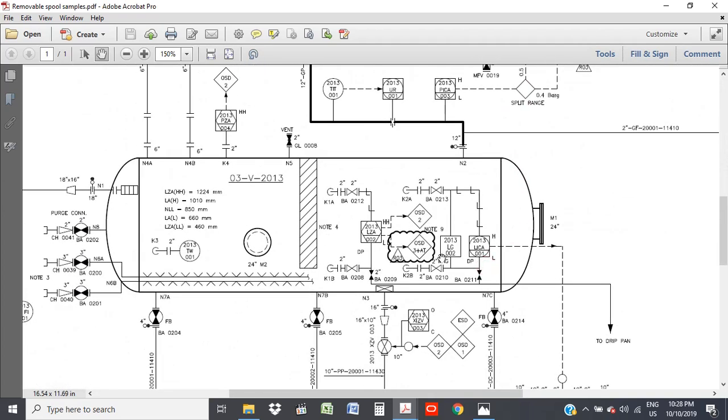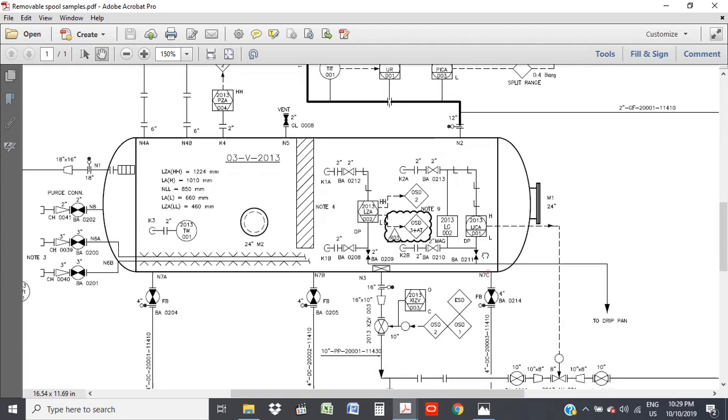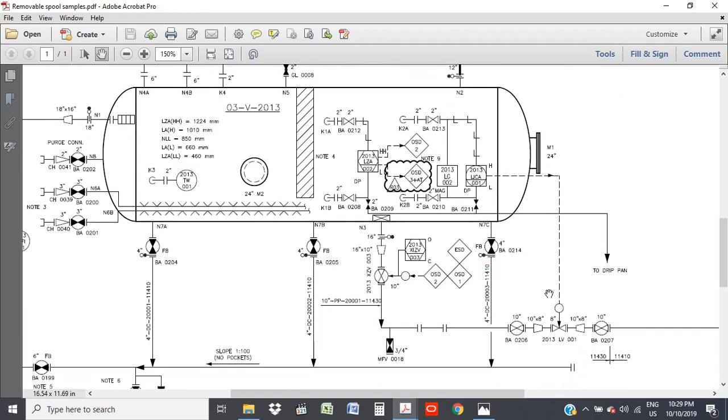And then the level indicators, this is a level gauge. This would be local, or it could be connected to the control room. And then this is your level indicator, which would tell you, okay, which controls this? Do you have too much level? And there's a high and low.